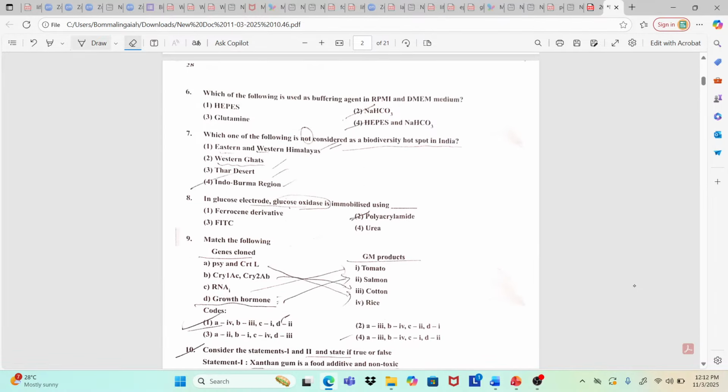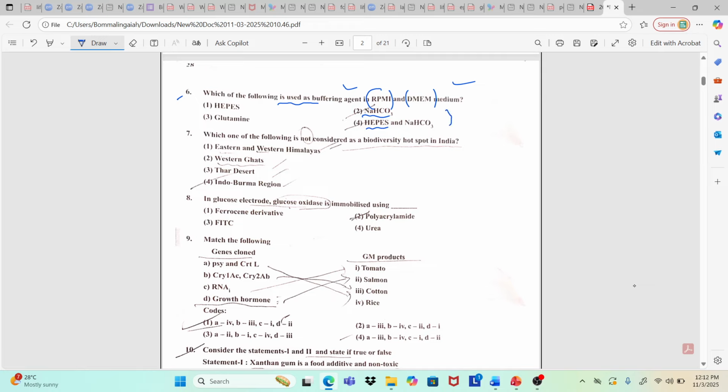Question number 6. Which of the following is used as a buffering agent in RPMI and DMEM medium? See, both sodium bicarbonate and HEPES are used as buffering agents in these mediums. Let's wait for the official key answers. Okay, next question, question number 7.